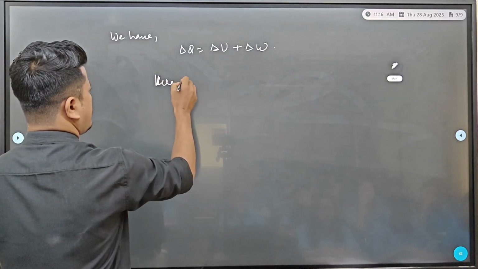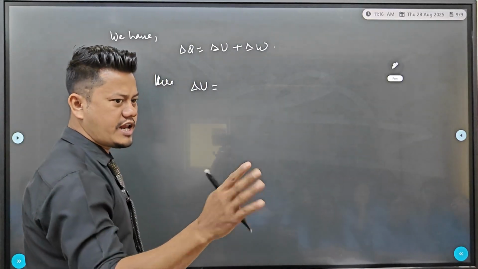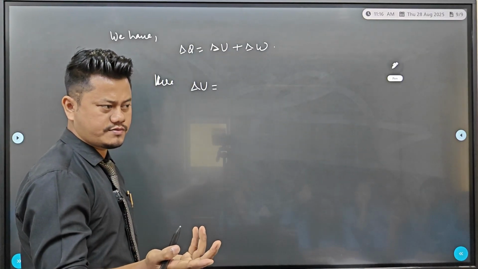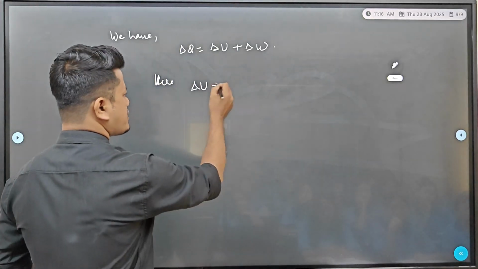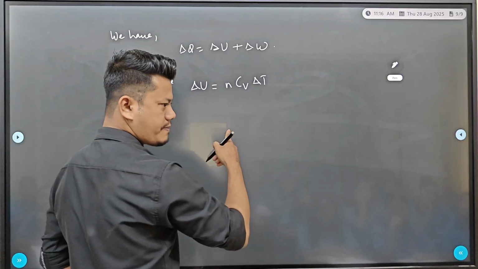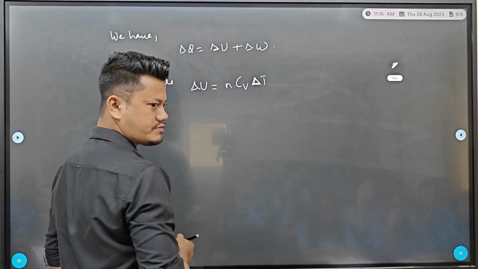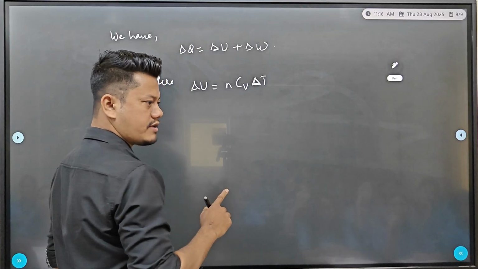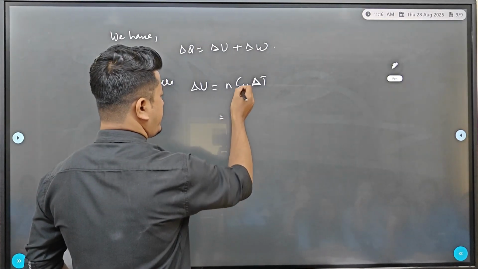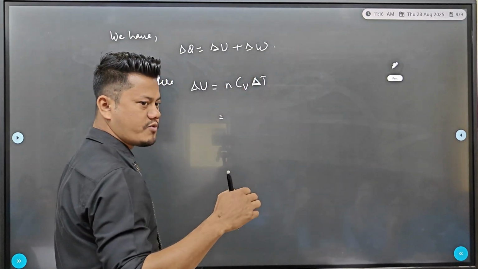Here, what will be the value of del U? Del U has got an expression. See, del U has got nothing to do with pressure. Understood or not? Del U has the expression n Cv del T. I gave you yesterday, Cv is the specific heat at constant volume, or not? Are you getting it? In place of Cv, if I want to convert Cv in terms of degrees of freedom, what was the expression?